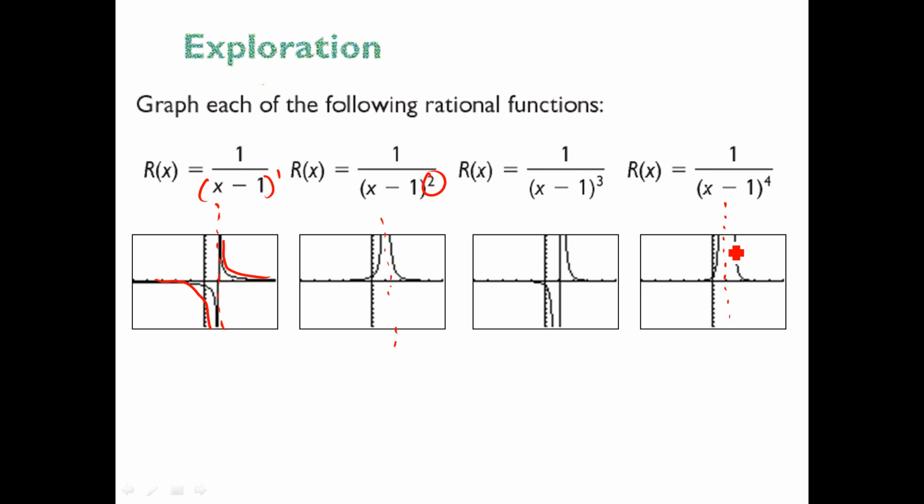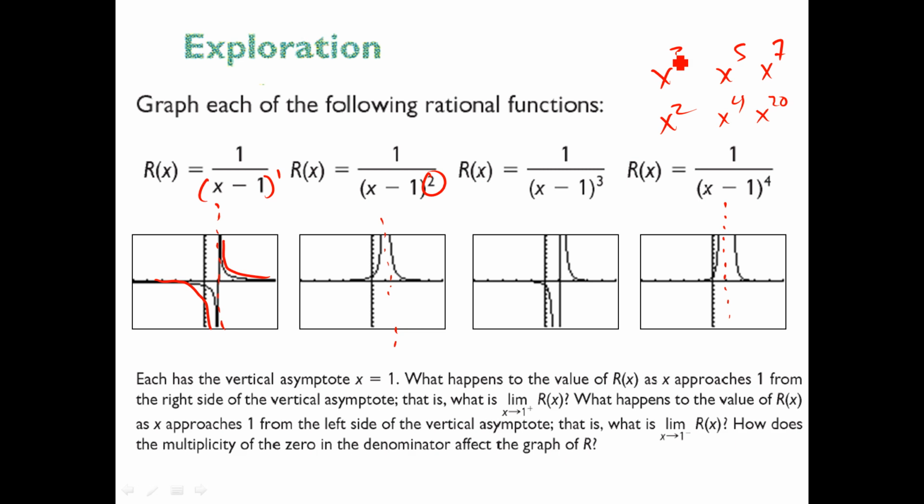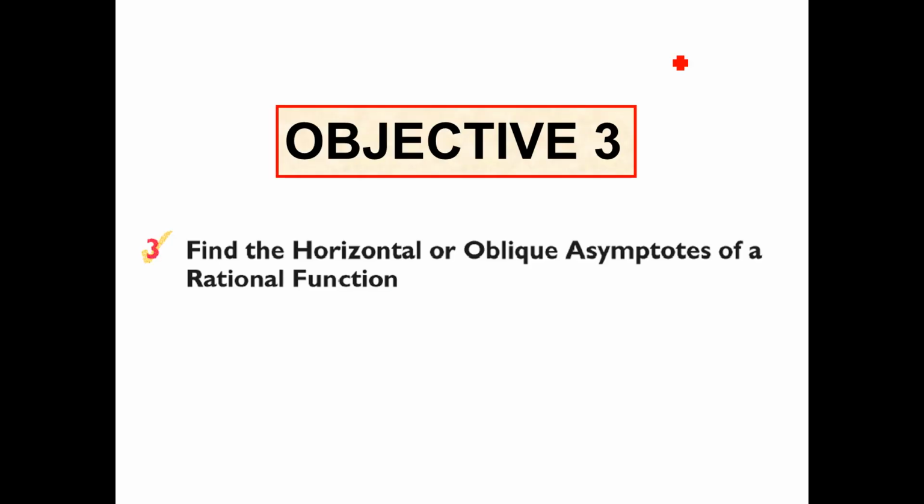It's going to go a little steeper here, just like x cubed, x to the fifth, x to the 7th are similar, and x squared, x to the fourth, x to the 20th are all similar, even versus odd. Alright, so there's some definitions about that, but you get the general idea. Let's talk about horizontal or oblique asymptotes.